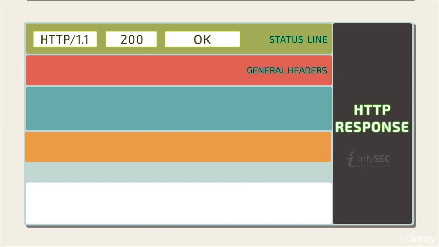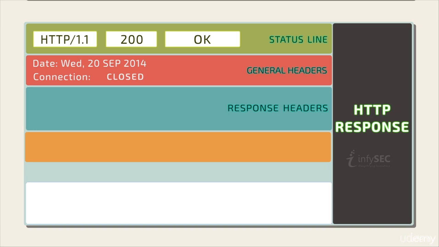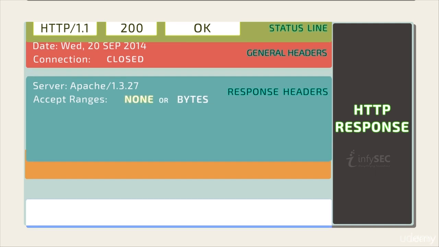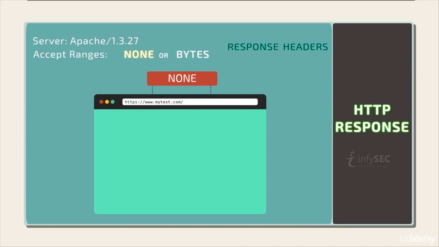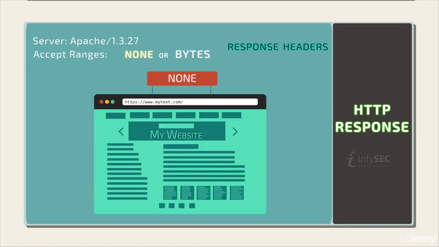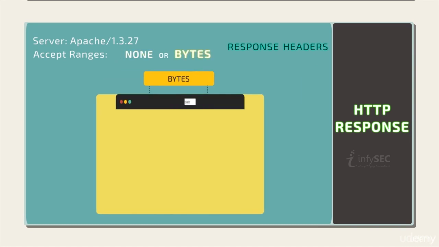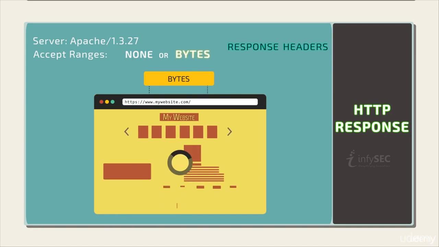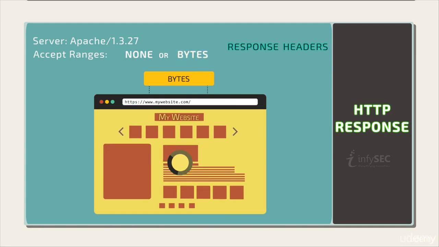General headers consists of the timestamp of the response and the connection type between the client and the server that may be persistent or closed. Response headers consists of the name and version of the server that hosts the domain. Accept ranges may be bytes or none. When it is none, the client needs to wait until all the elements of the web page are rendered. When it is bytes, the server allows partial loading of the elements of the web page.